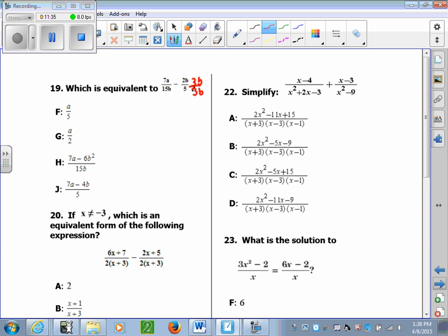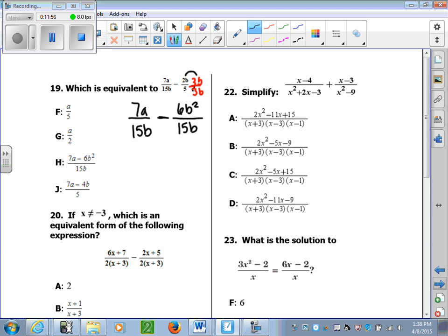So I have 2b times 3b, which would give me a 6b squared. And then 5 times 3b gives me a 15b. I'm subtracting, so I'm going to drop down that minus sign. And I didn't do anything to change the numerator or denominator on this first fraction, so I'm just going to bring it down.